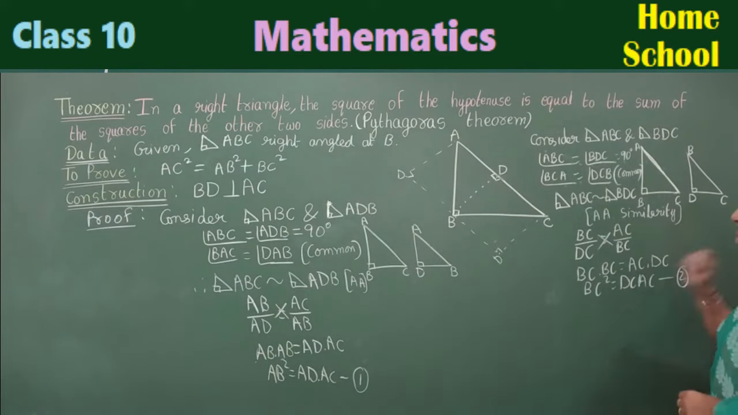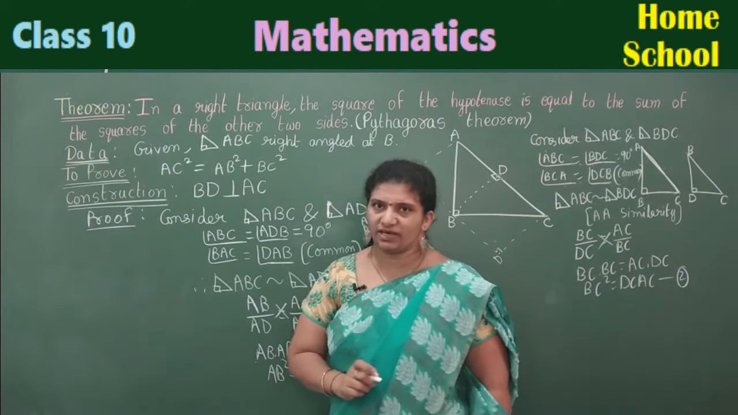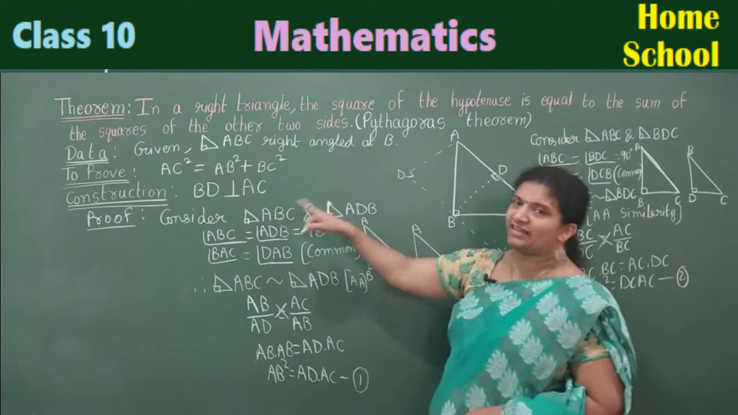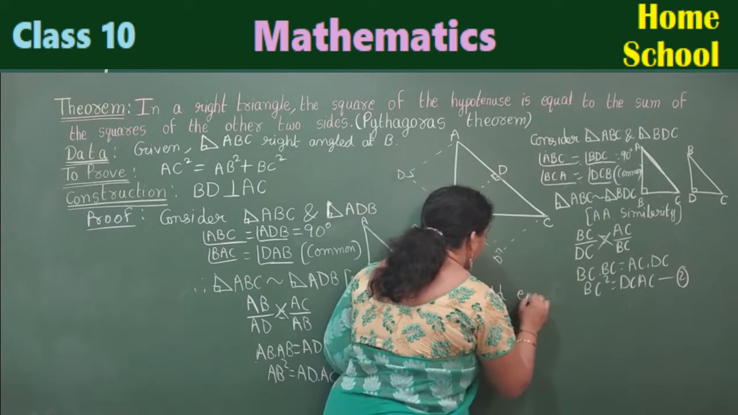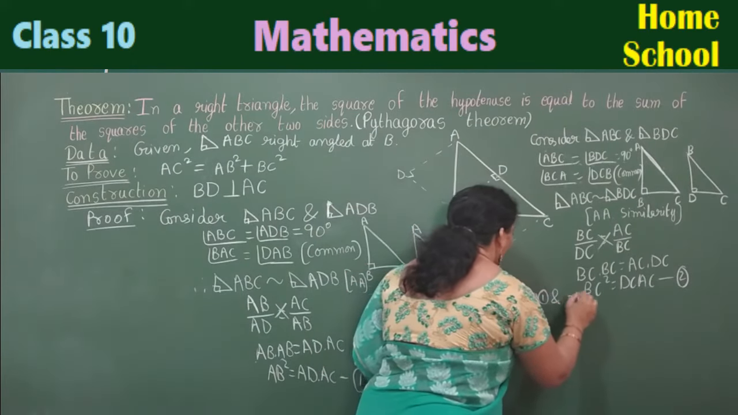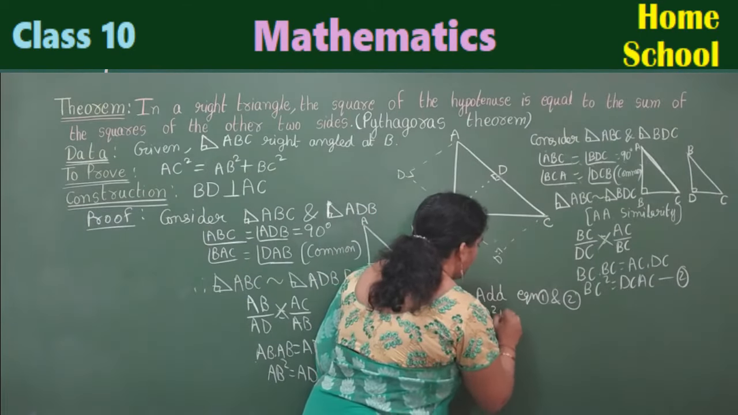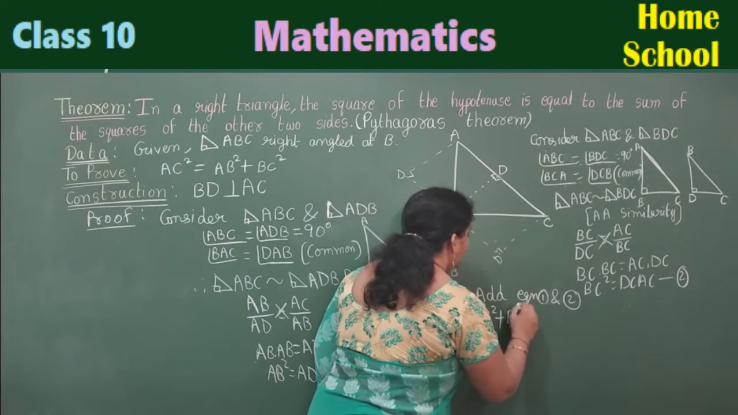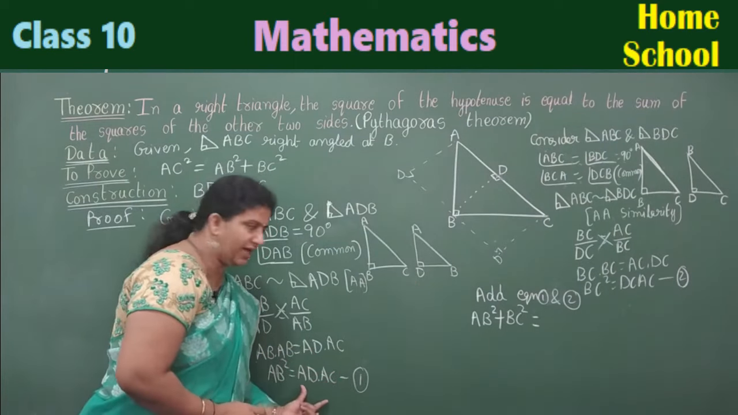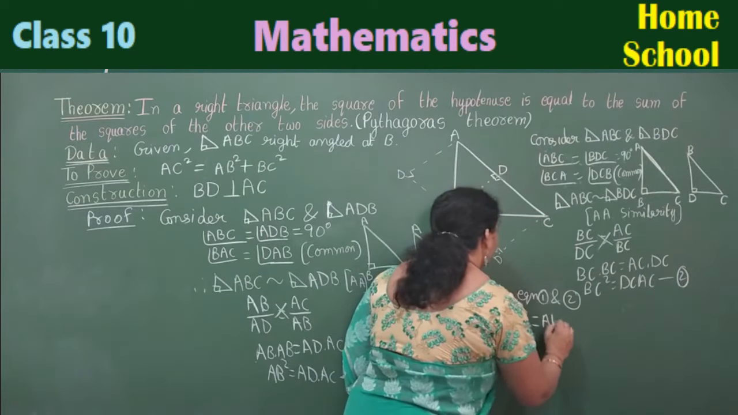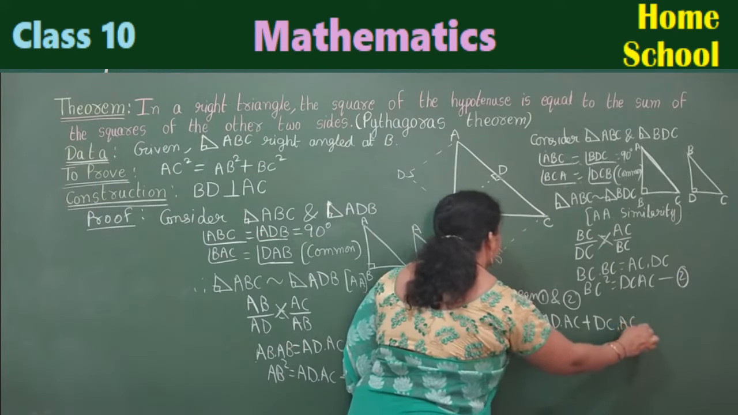Now observe 1 and 2. AB square we got, BC square we got. But what do I need to prove here? AB square plus BC square. So what are we going to do? Just add the two equations, equation 1 and 2. What do we get if we add? On the left hand side, AB square plus BC square is equal to, on the right hand side, AD into AC plus DC into AC.